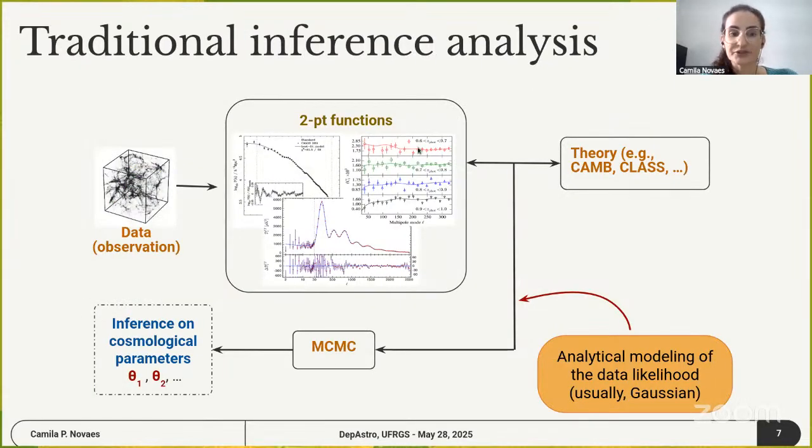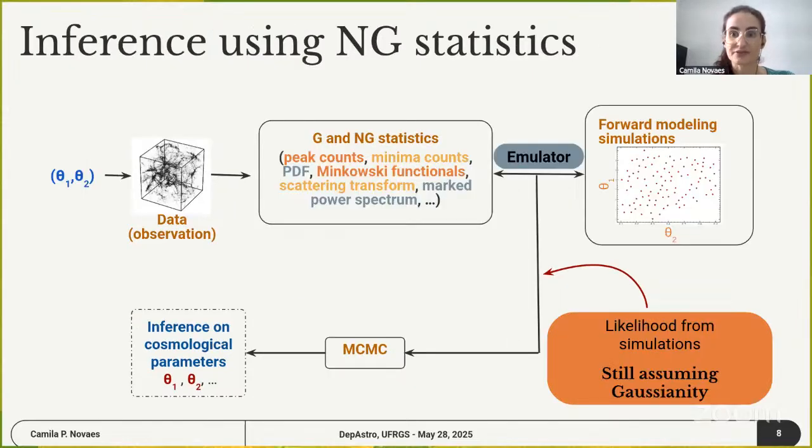So as I showed you before, this is our traditional inference analysis and how we could go beyond the two-point statistics. For example, substituting this theoretical calculation of your statistics by an emulator. But why do we need an emulator here?